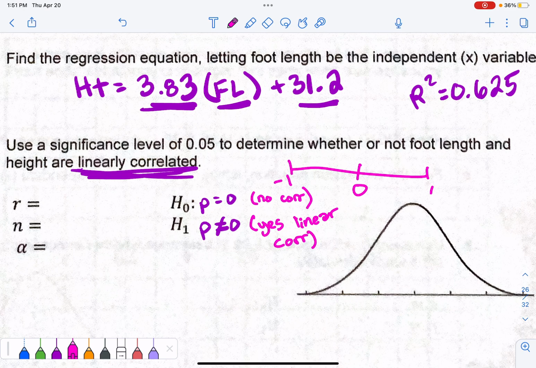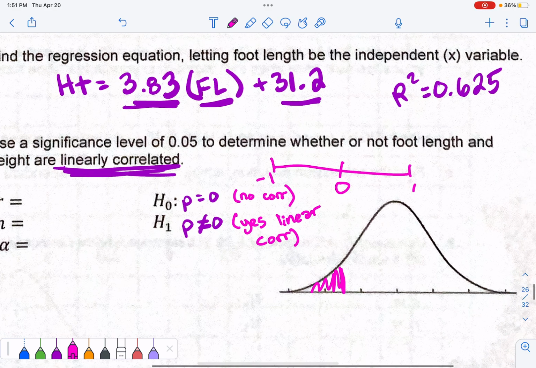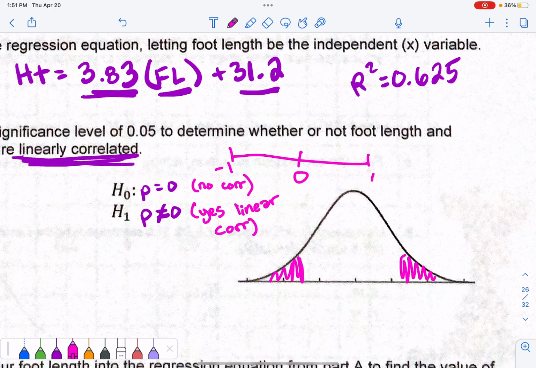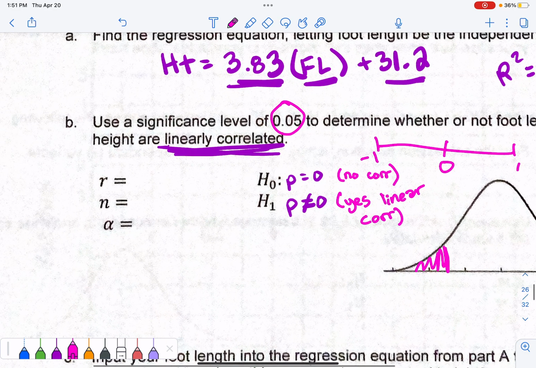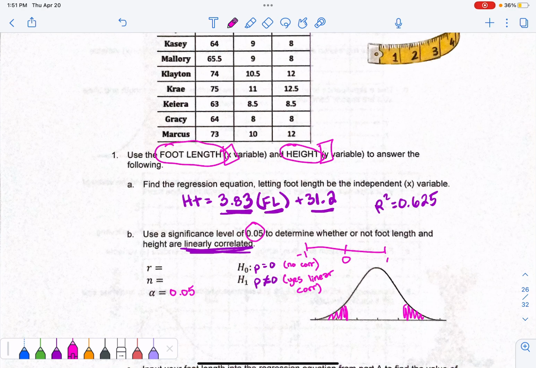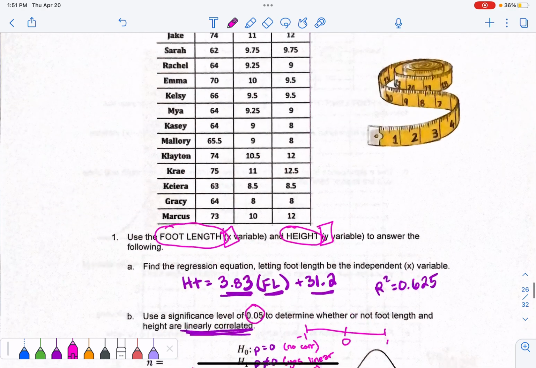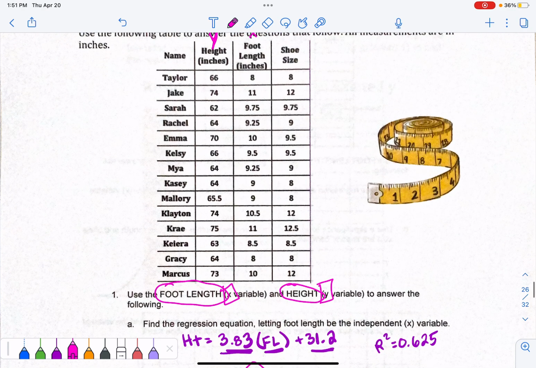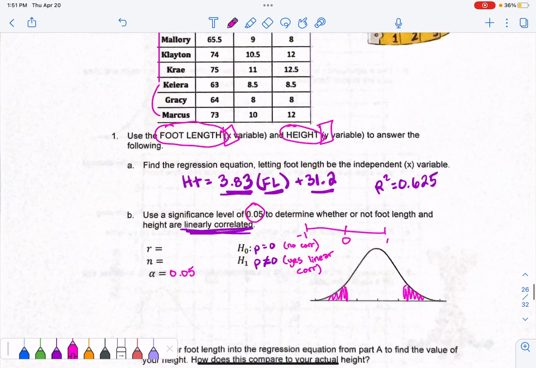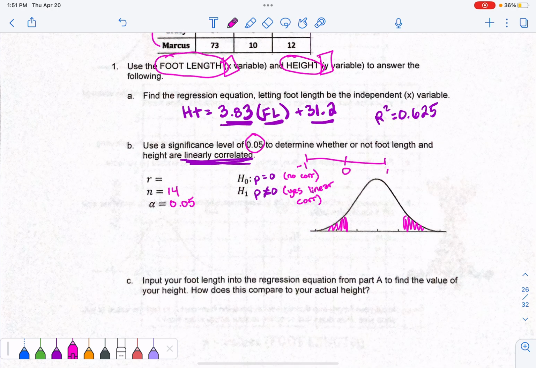Okay, so if it lives on the tails, and we have 2 tails going on here, and we have 5% that is living in each one of those. So I'm going to write that down over here, 0.05. Okay, our N value is how many people we have in the class, which I think is 14. We should have 14 of you. I count 2, 4, 6, 8, 10, 12, 14. Yep. Okay. So 14 for N, and then the R value I'm going to base off of this guy here.